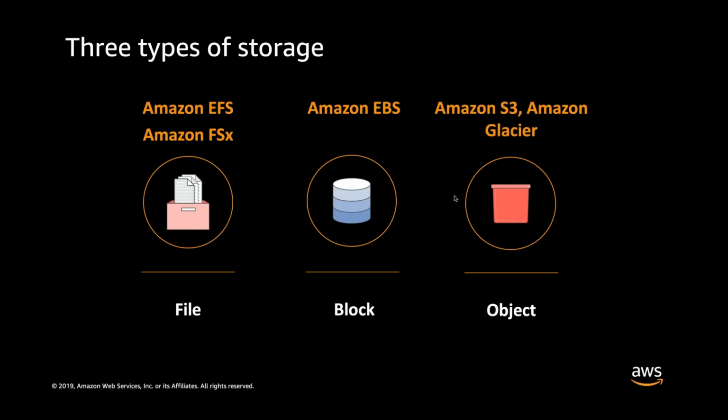Okay, so these are examples of storage services available on AWS. For file, we have Amazon EFS and Amazon FSx. In the block category, we have EBS. Then for object, we have S3 and Glacier. I will discuss in detail what these options are.